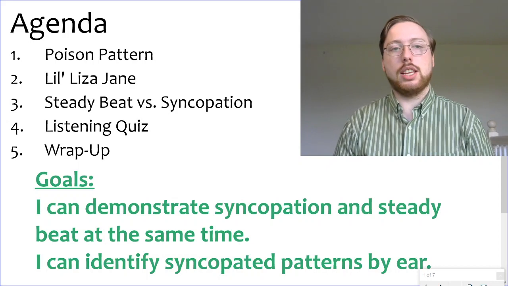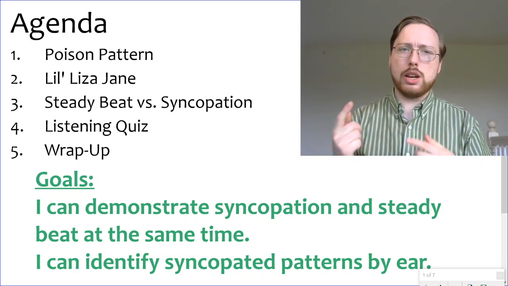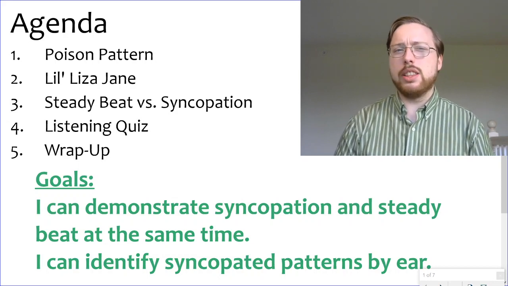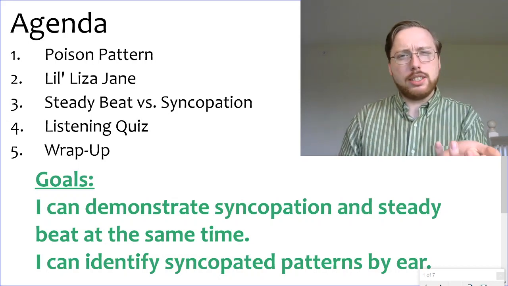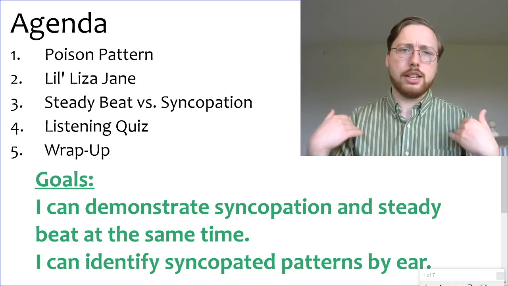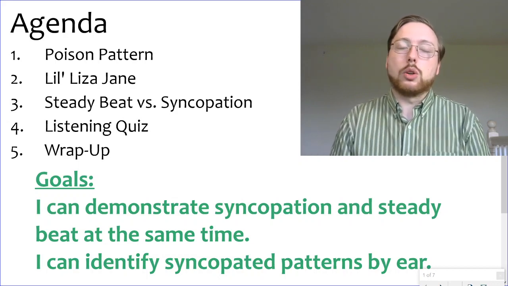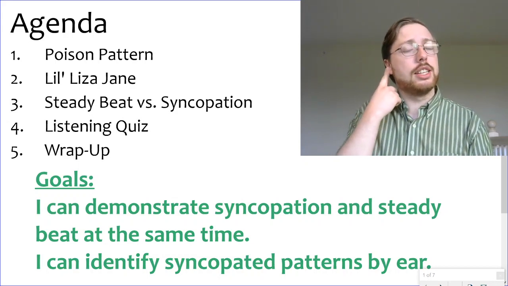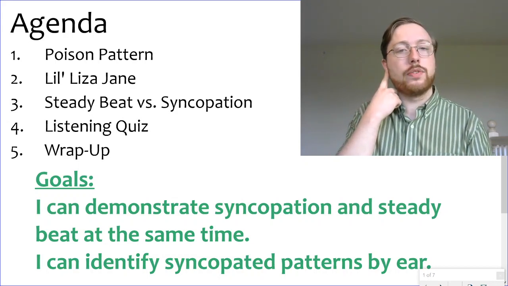Today we're going to be looking more at syncopation, which we looked at the last 2 weeks. We're going to do that by looking at our song, Lil Liza Jane. Let's look at our agenda. As you can see, like last week, we're going to be playing a poison pattern to get ourselves warmed up. Then we'll look at Lil Liza Jane, examine the relationship between the steady beat and the syncopation by putting that in our bodies. And then I have a quick listening quiz for you to see if you can identify by ear the syncopation we've been talking about.